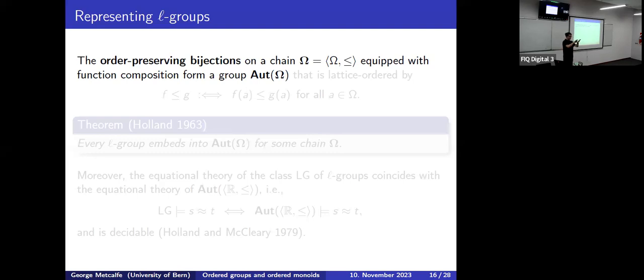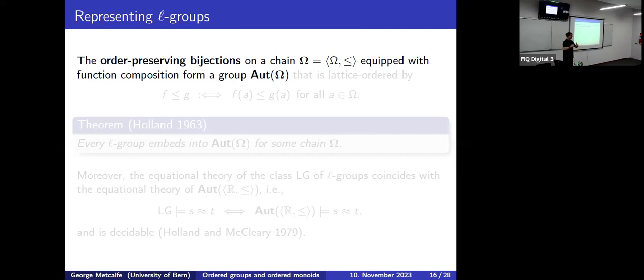Fix what's called a chain, a totally ordered set Omega. So it could be a finite ordered set, or it could be the integers or the reals with a standard order. We have some chain. Now look at all the bijections on that chain that preserve the order. So you have a bijection f such that if a is less than or equal to b, then f of a is less than or equal to f of b.